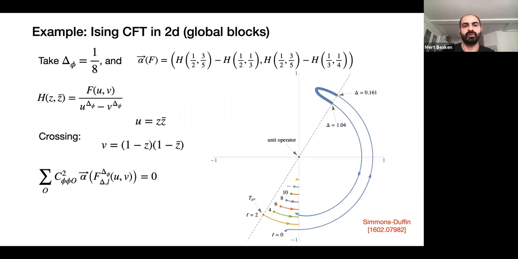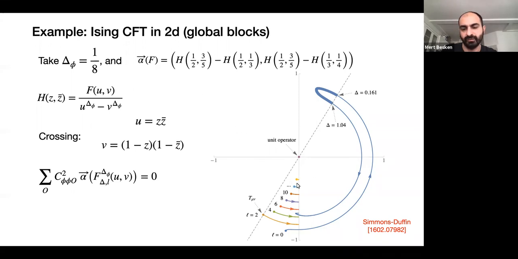So an example of this for the Ising CFT in 2D using global blocks, I'm taking this from the Simmons-Duffin lectures. In the Ising CFT, we have this spin operator, which has dimension 1/8, and we can just use this H function that projects the crossing functions onto a two-dimensional plane. And then we need to satisfy this crossing equation.